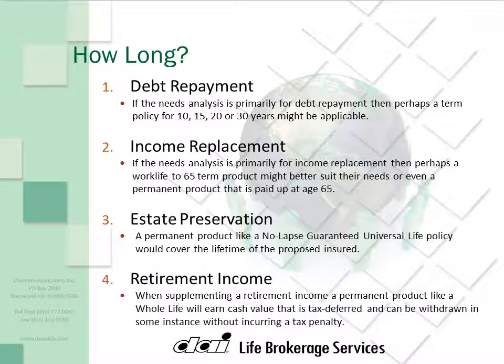Thirdly, estate preservation. A permanent product like a no-lapse guaranteed universal life policy would cover the lifetime of the proposed insured. And lastly, retirement income. When supplementing a retirement income, a permanent product like a whole life will earn cash value that is tax deferred and can be withdrawn without incurring a tax penalty.